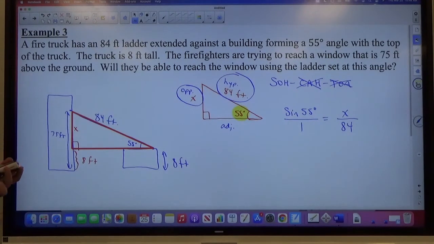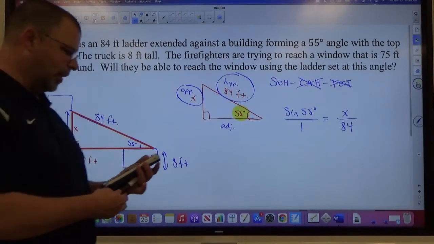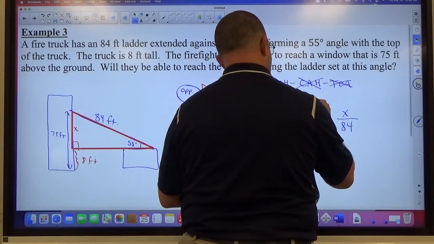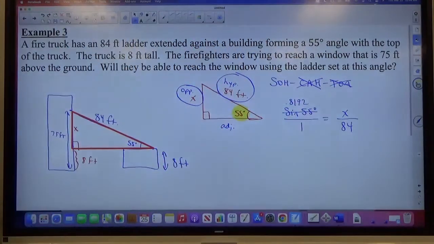Your calculator will know the sine of 55 degrees. So I'm going to type in sine 55. In my calculator it says 0.8192. Give me 4 decimal places in your work when you're doing trig problems. Again, it says 0.81915, so the 5 makes the 1 go up to a 2.